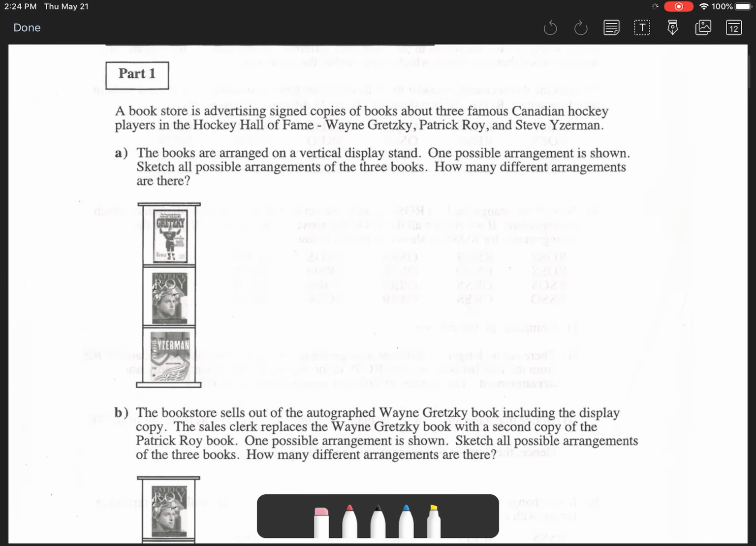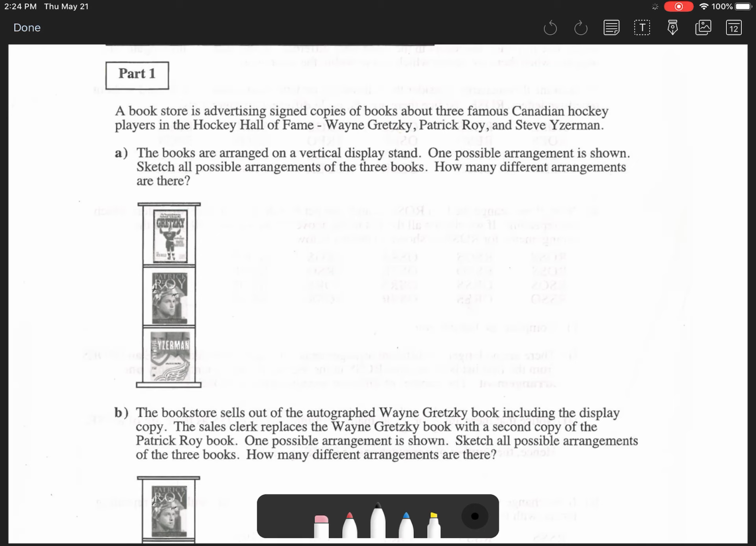So part A says, a bookstore is advertising signed copies of books about 3 famous Canadian hockey players in the Hockey Hall of Fame: Wayne Gretzky, Patrick Waugh, and Steve Yzerman. The books are arranged on a vertical display stand. One possible arrangement is shown. Sketch all possible arrangements of the 3 books. How many different arrangements are there?